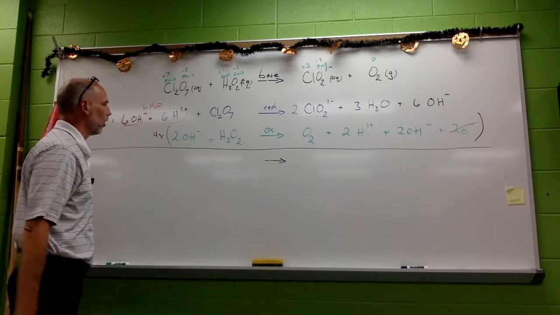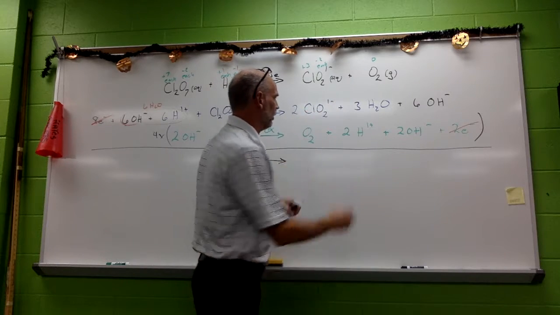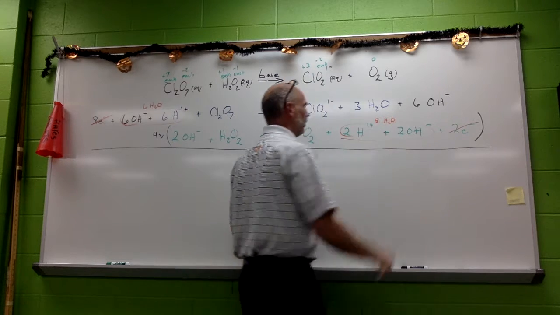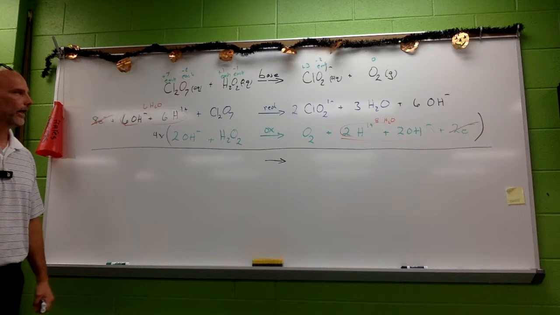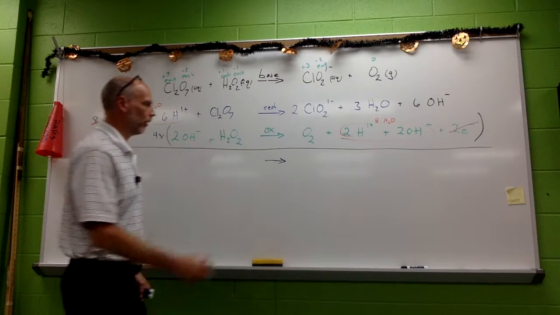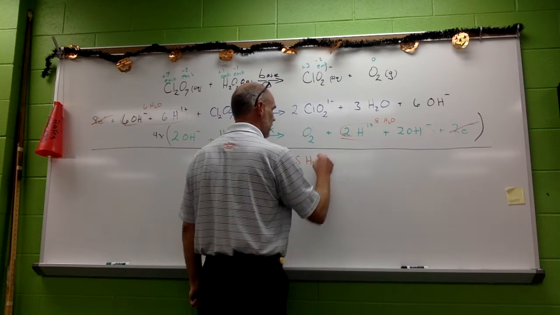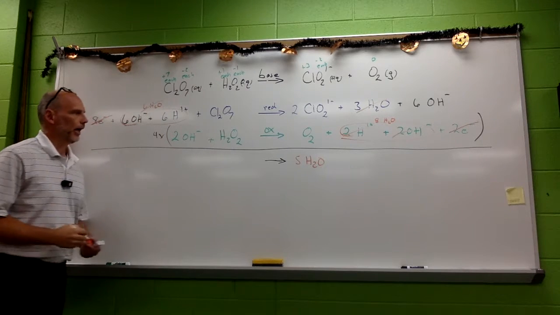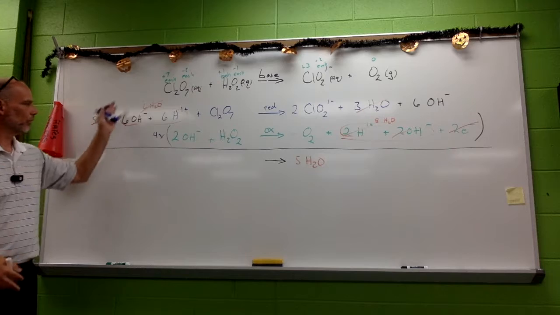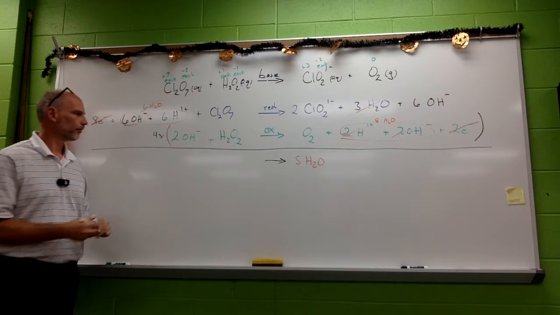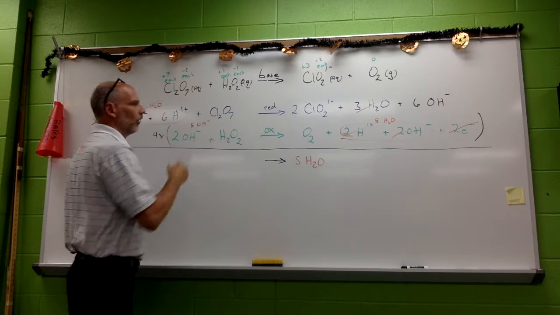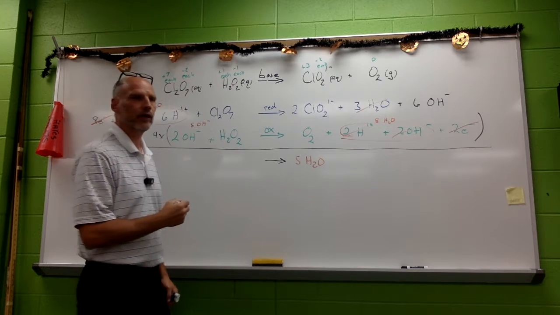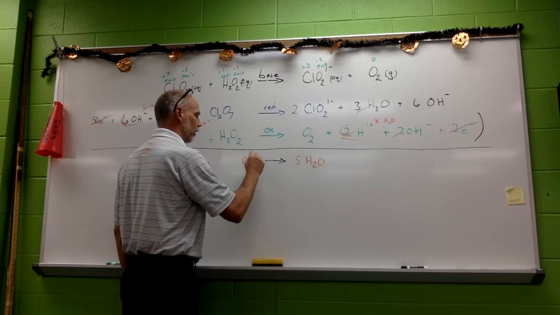So on this entire side, I have 6 waters. On this side, I have, well, there are 2, so there's 8 here, so 11. So 11 here, 6 here, so a net of 5 waters on the product side. Waters are done. Okay, hydroxides. On this side of the equation, we have 8. On this side of the equation, we have 6 for a net of 2 hydroxides on the reactant side.